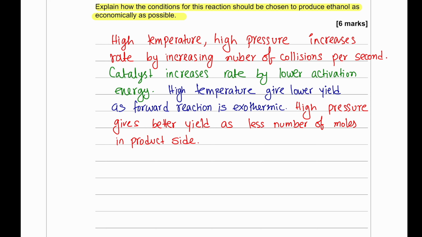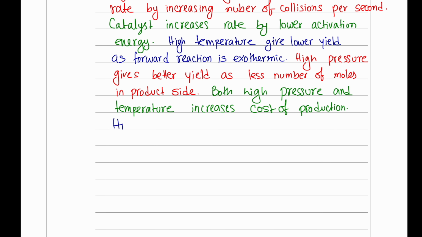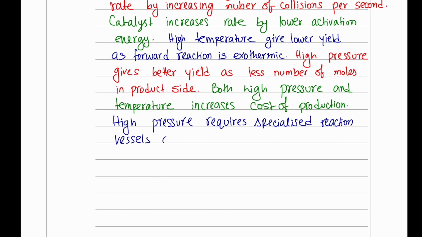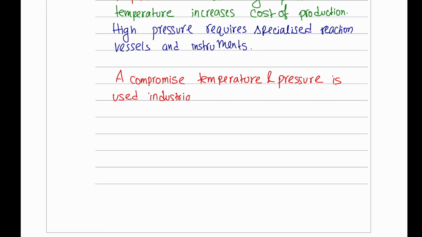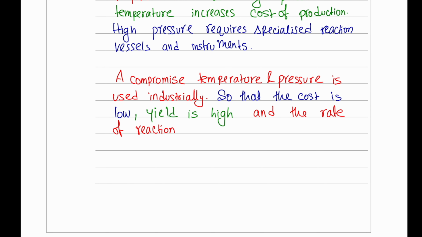Now the other factor that we should take into consideration is that high temperature and higher pressure come with a cost associated with it. So it will increase the cost of production. A higher pressure requires stronger reaction vessels and thereby it costs more. Now we need to choose a compromise temperature, a compromise between rate and yield, and also we need to take into account the factor of cost. So a pressure which is also a compromise between the rate and the cost is used, and also the yield is taken into account when considering the pressure and temperature.